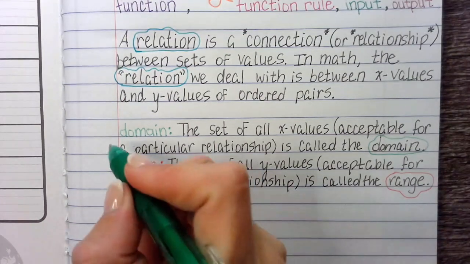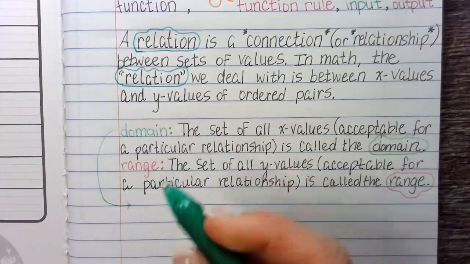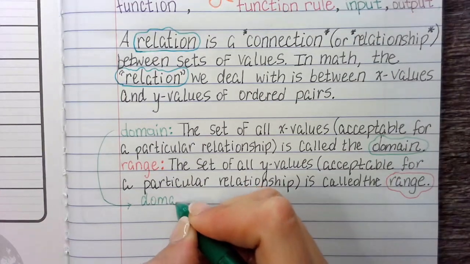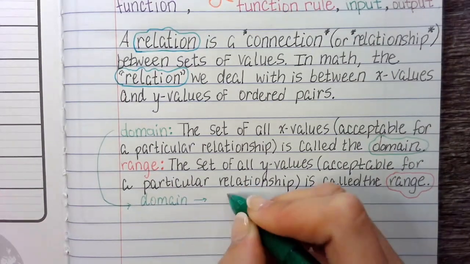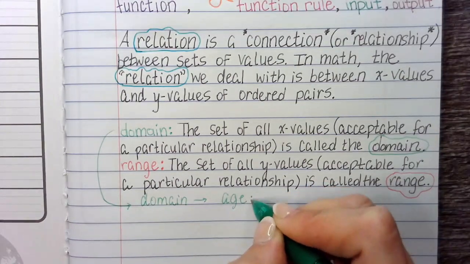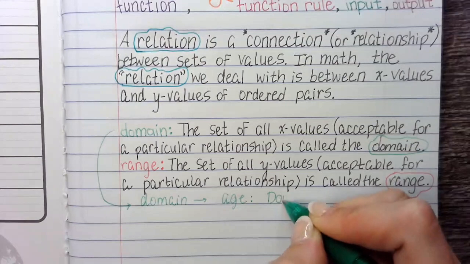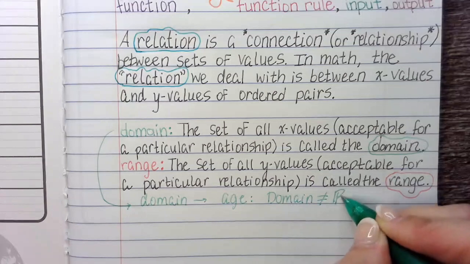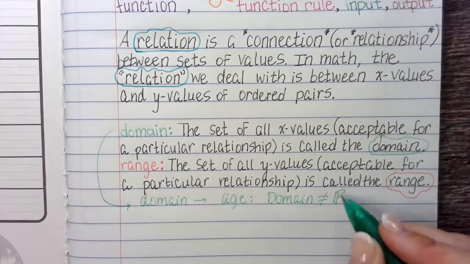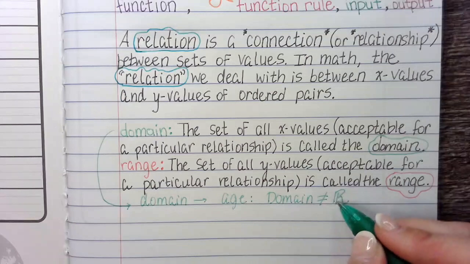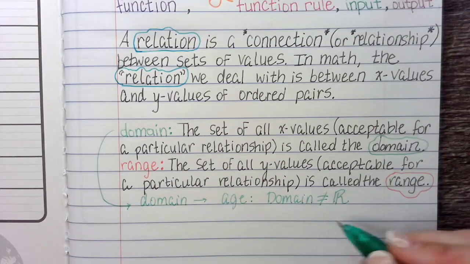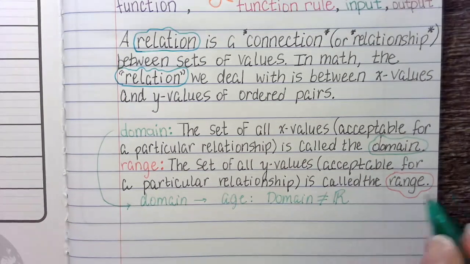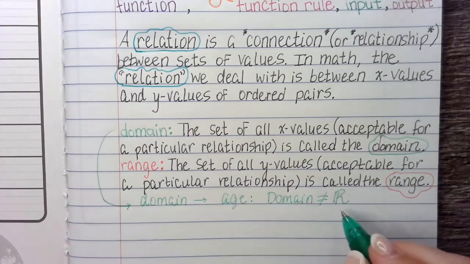Okay? So, as an example, just to elaborate a little bit, if we were to find the domain when we're dealing with something like age, your domain would not be equal to, does not equal, the set of all real numbers. So this R right there is notation for the set of real numbers. The set of real numbers includes positives, negatives, zero, decimals, whole numbers, you name it. If it's not imaginary, it's real. So the domain can't equal all real numbers.